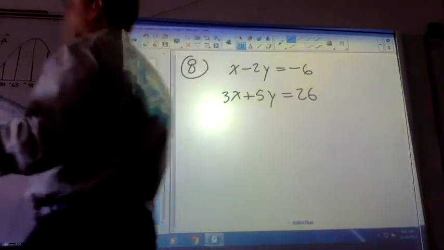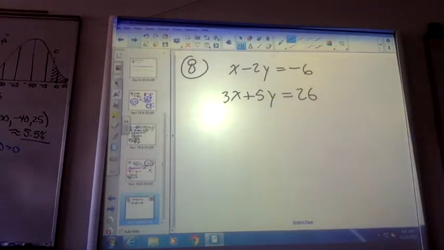Okay, we want to use substitution. Okay, do either of the linear equations have x equals or y equals? No. So does everyone agree with what I just said? And I agree. It is a no. So we don't have one of the equations that has x equals or y equals right now.